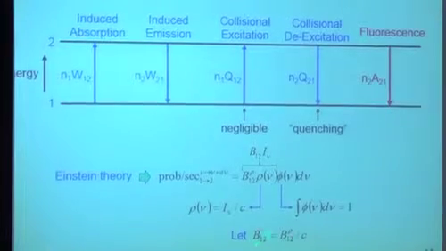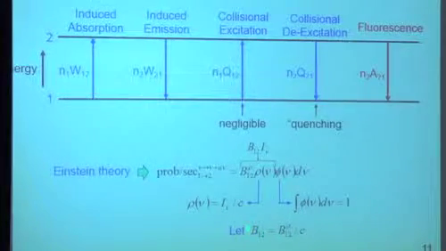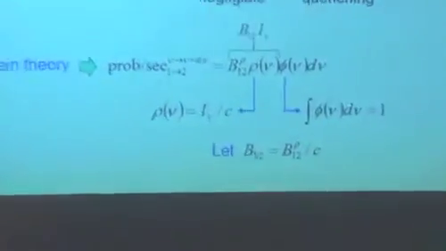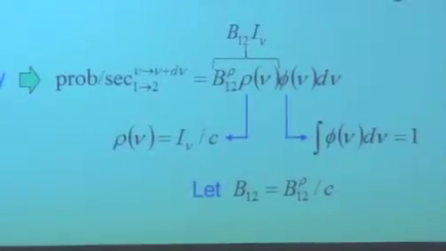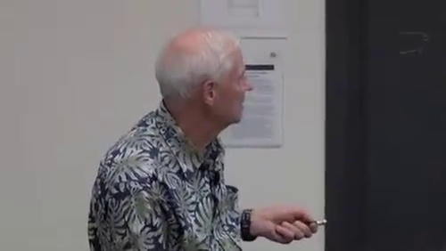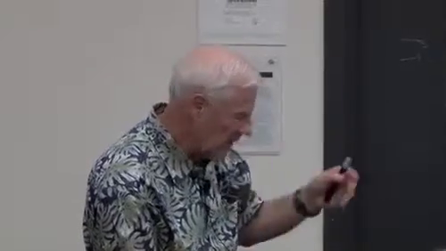I like to quickly substitute my B12 for Einstein's B12, which had these funny units. He did it before the laser, so he did it with photon density, photons per unit volume. So I don't want to do that. I'm going to just use this intensity. So we're assuming illumination of a collimated beam here.